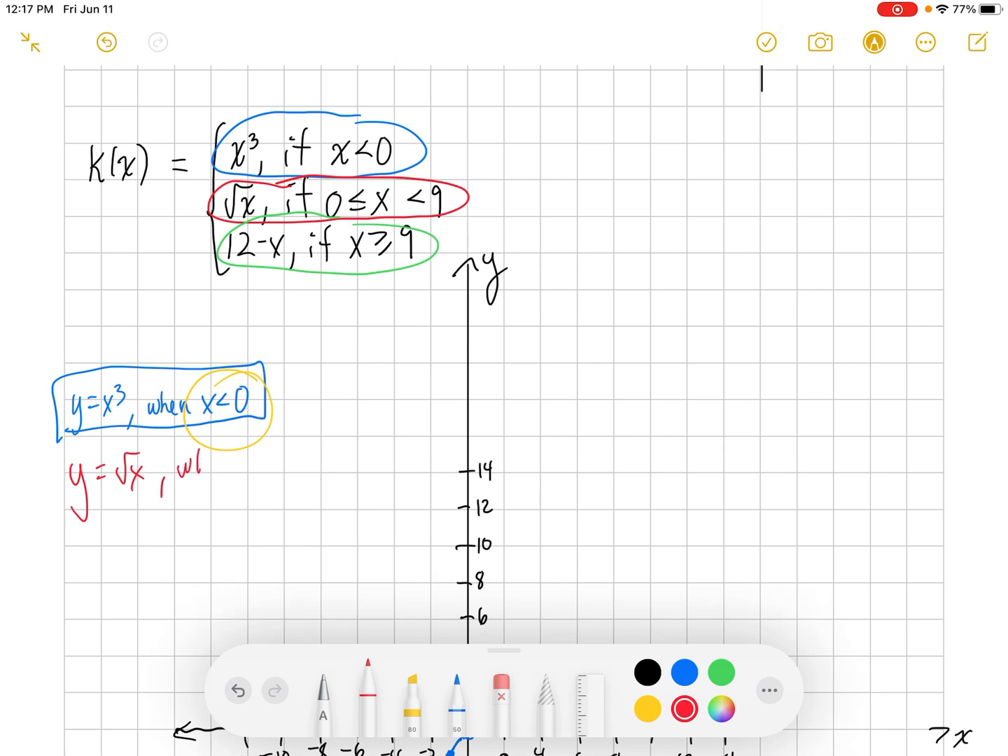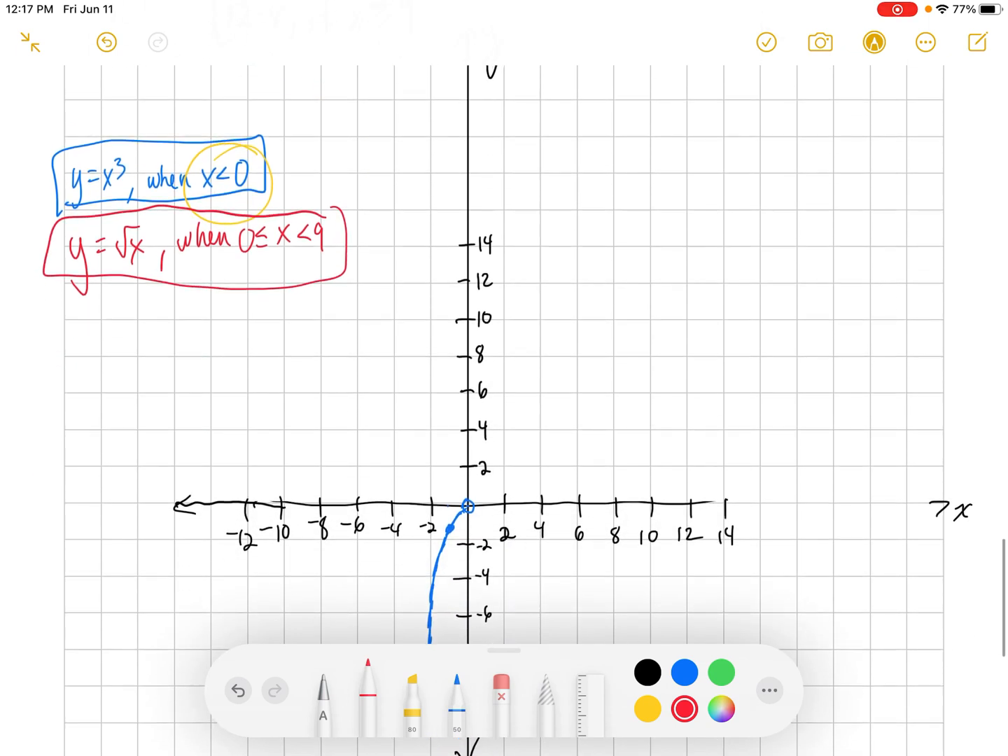Now we want to do the red piece. Y equals the square root of x. That's when x is between 0 and 9. Allowed to include 0, not allowed to include 9. So the square root function has points of 0, 0, 1, 1, 4, 2, 9, 3. And it looks something like this.